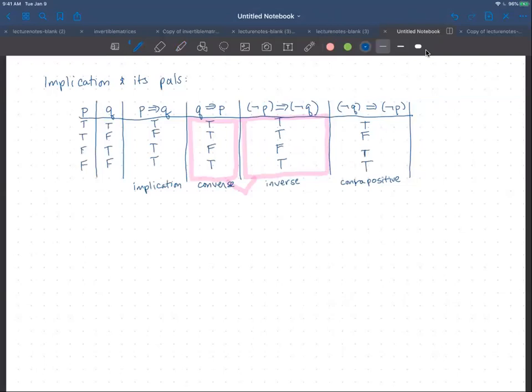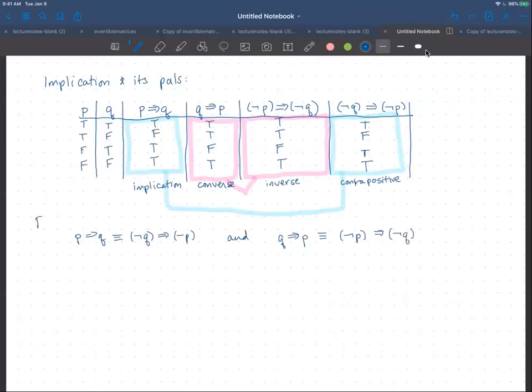So I see another logical equivalence in this table. I see that the implication that we started with is logically equivalent to the contrapositive. So we learned here that P implies Q is logically equivalent to not Q implies not P. And we learned that Q implies P, the converse, is logically equivalent to not P implies not Q, the inverse. These are our relationships.